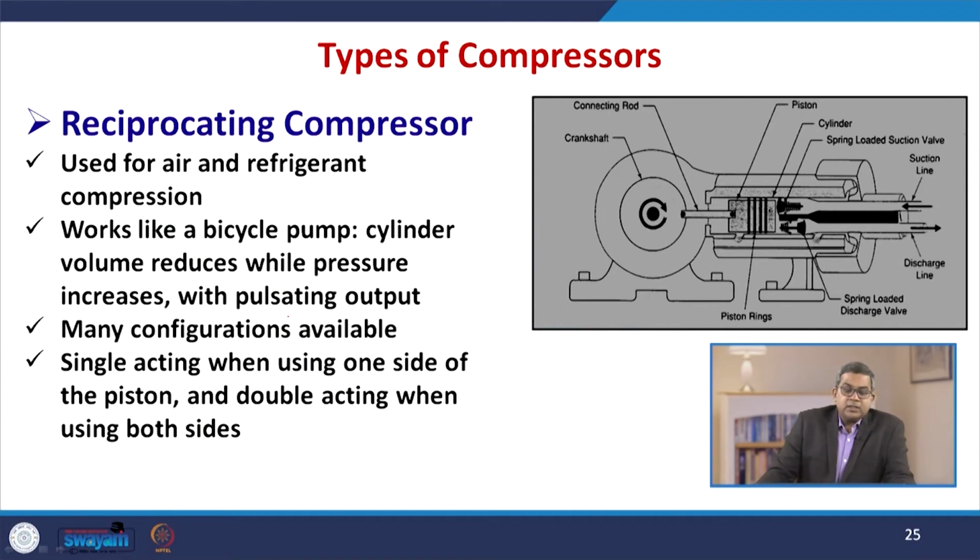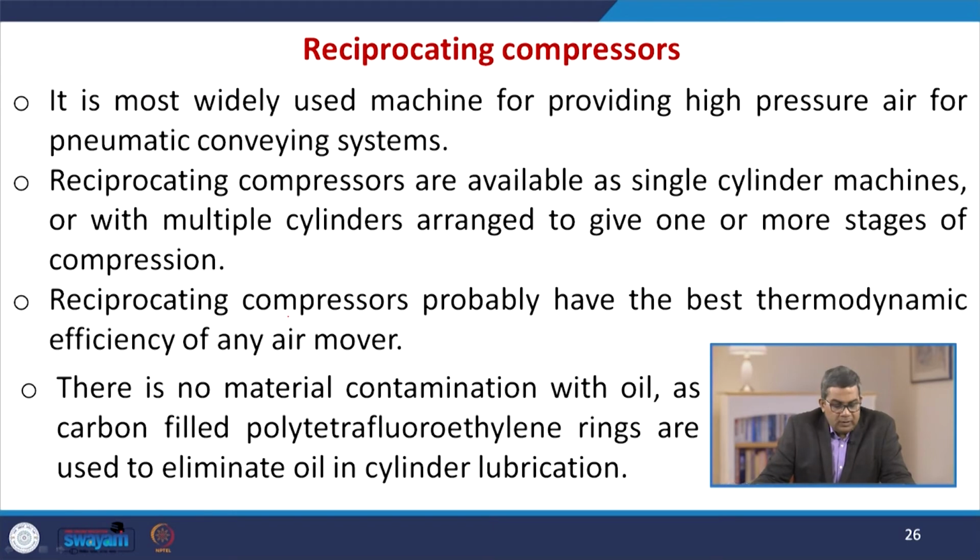Now these reciprocating compressors are used for air and refrigerant compression. It works like a bicycle pump: cylinder volume reduces while the pressure increases, with pulsating output. There are many configurations available for this type of compression unit. Single acting uses one side of the piston, and double acting uses both sides. It is the most widely used machine for providing high pressure air for pneumatic conveying systems.